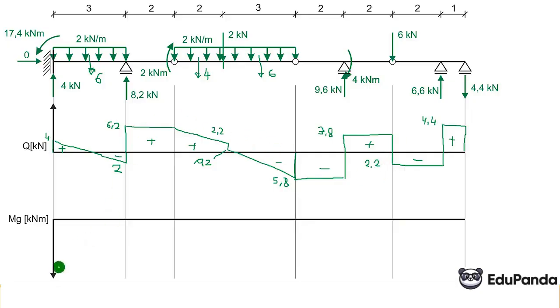And this is the shear force graph. As you can see, we did it efficiently. We calculate the areas of the figures. So here we have 4, here we have 2. You can calculate this using the similarity of triangles. You can notice it simply.